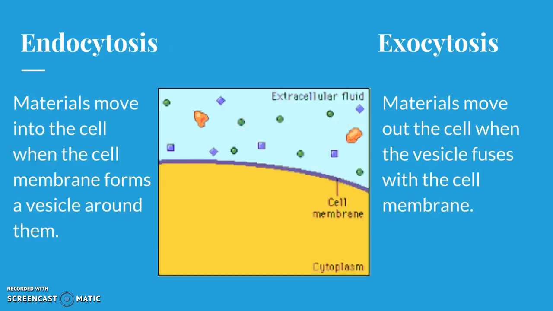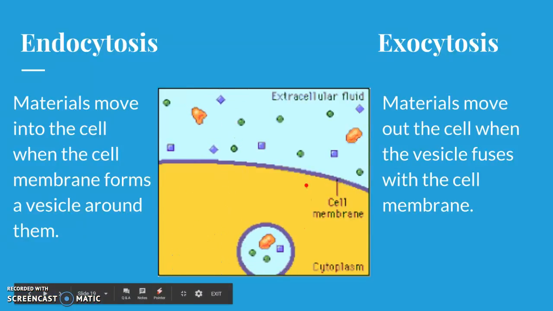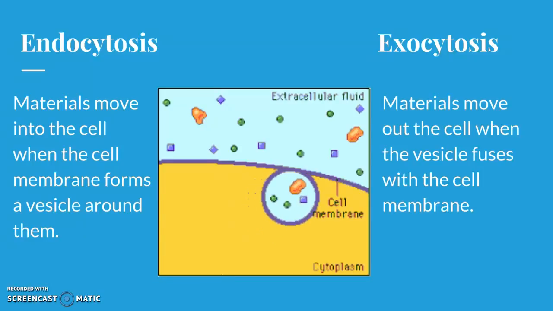Finally, there is one more type of active transport that you should have looked at, endocytosis and exocytosis. Endocytosis is when the plasma membrane helps move materials into the cell by forming a pocket and taking them in, and exocytosis is when a vesicle fuses with the membrane to let them out.